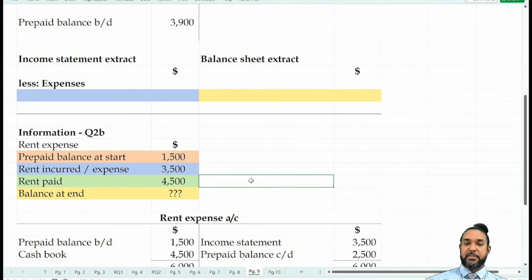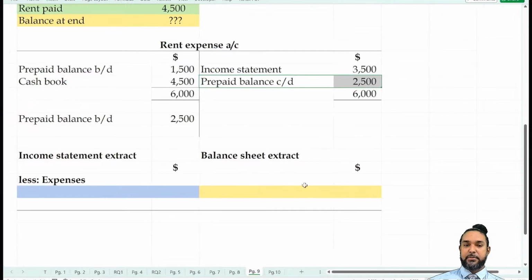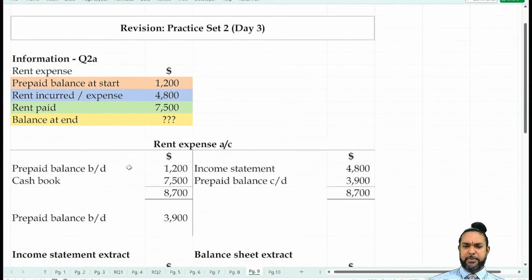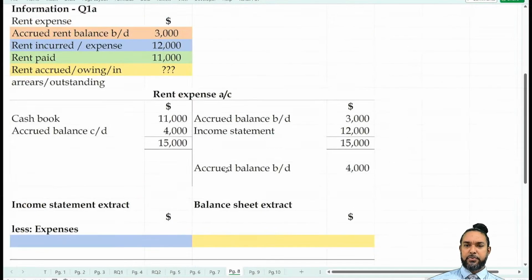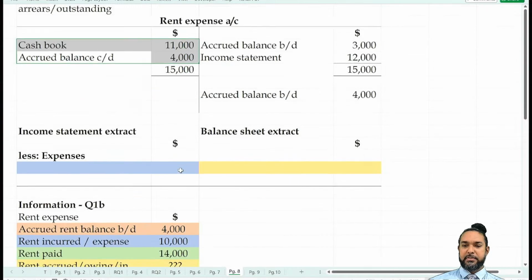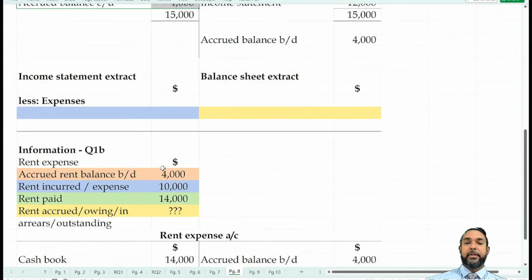And we've seen other things. We've seen it start off prepaid and end prepaid. And this one was start off accrued and end up accrued. We've even seen start off accrued and end up neither prepaid nor accrued.